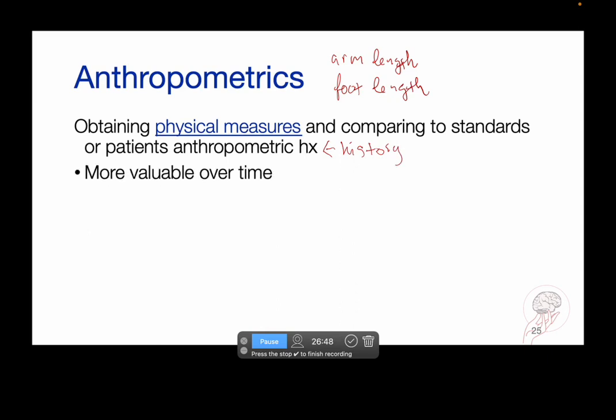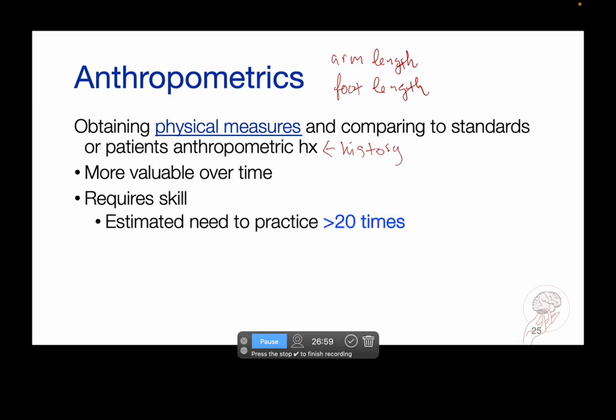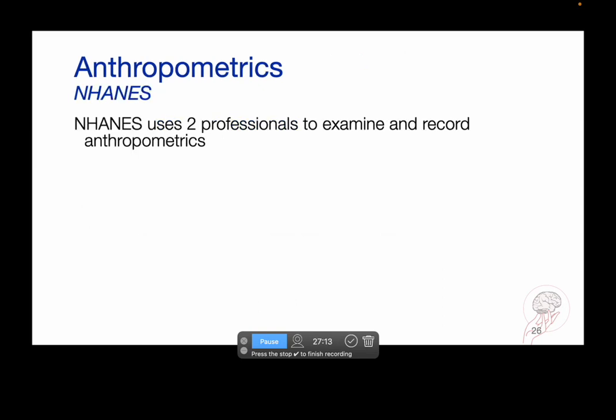These measurements become more valuable over time because it's more informative if we have a patient's measurements over time, even compared to standards. Getting good anthropometrics, though, requires skill. It's estimated people need to practice greater than 20 times. That's why we have a lab. Smiley face. So although we don't have great standards for anthropometrics, we do have standard ways of measuring them.